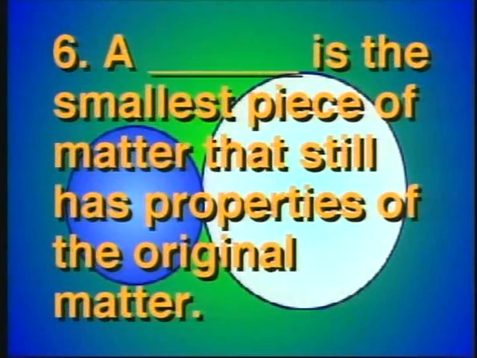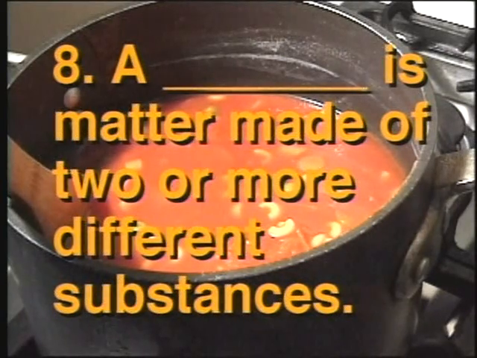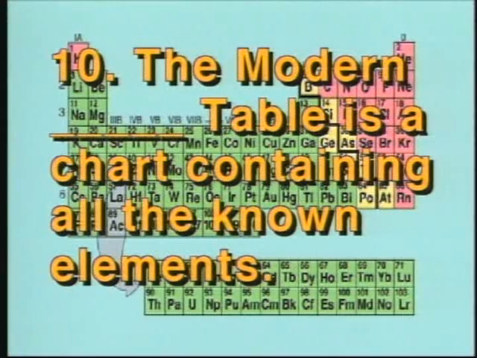Seven. H2O is the chemical formula for eight. A is matter made of two or more different substances. 9. The substances in a mixture do not 10. The modern table is a chart containing all the known elements.